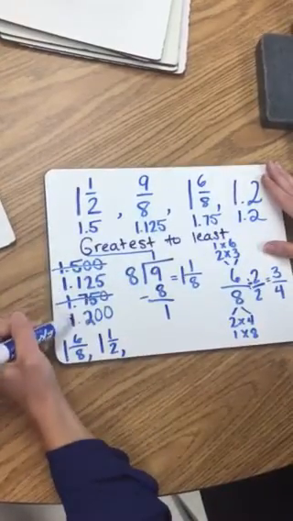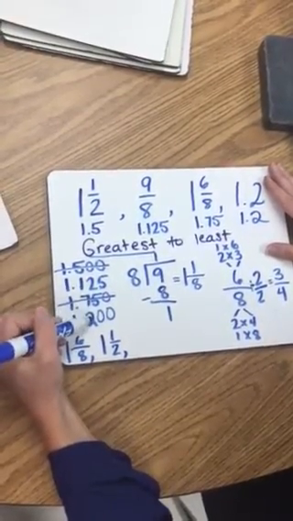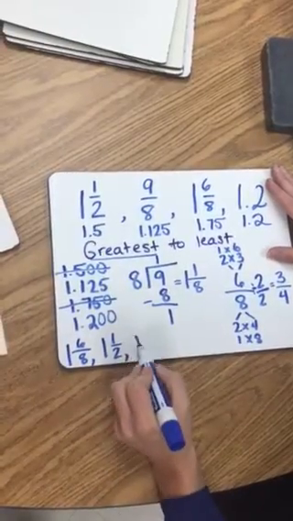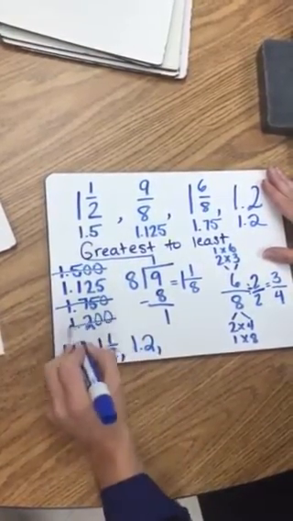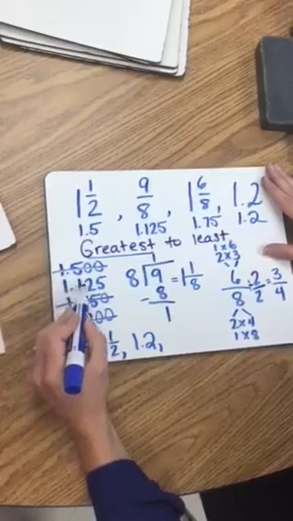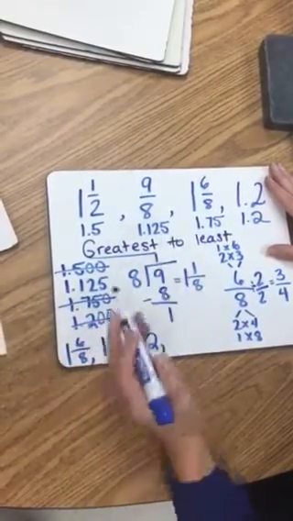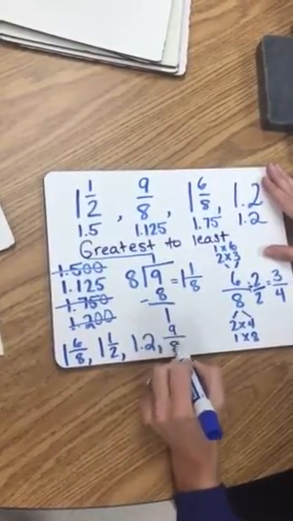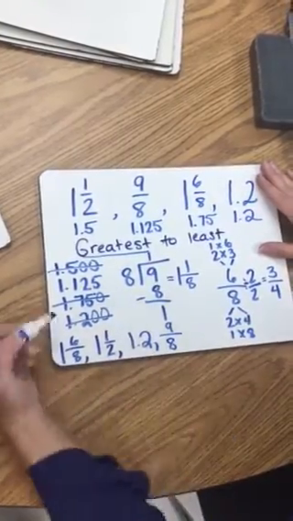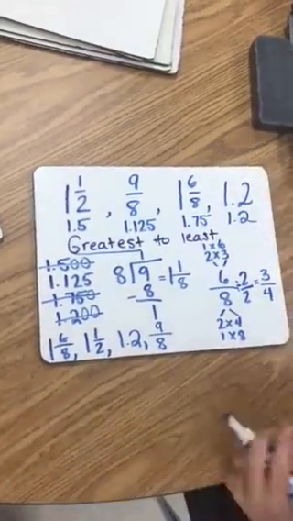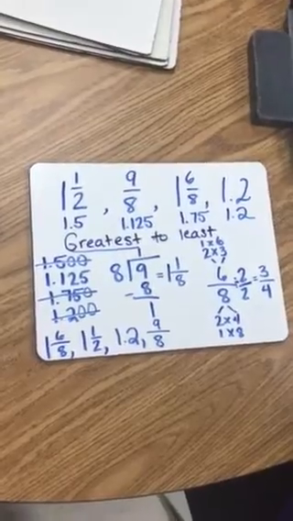Okay. And then next up looks like it's going to be 1.2 because that 2 is larger than my 1. And then I have my 1.125, which is my 9/8. So this is an order from greatest to least just by converting them to decimals. All right.